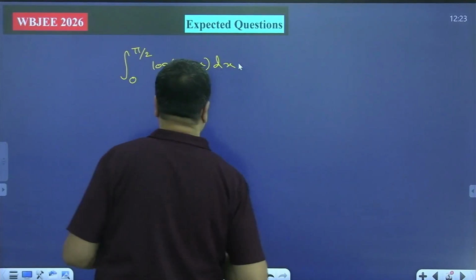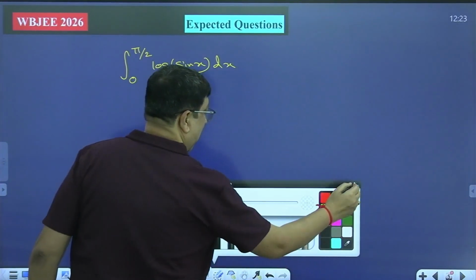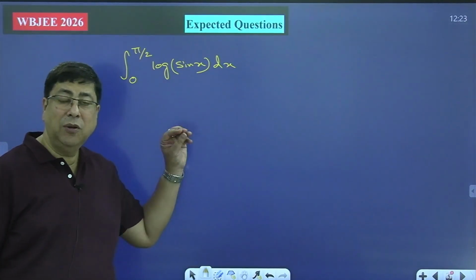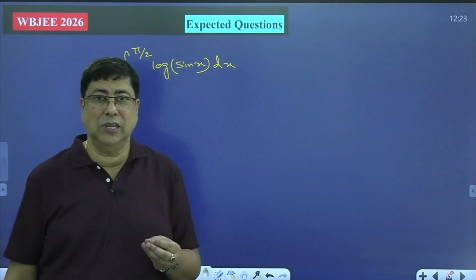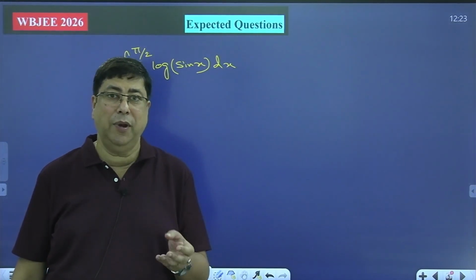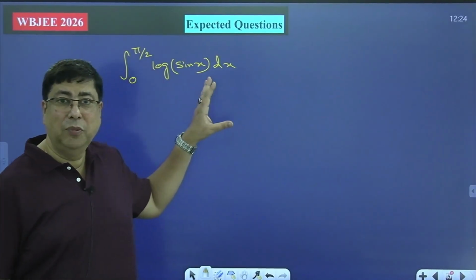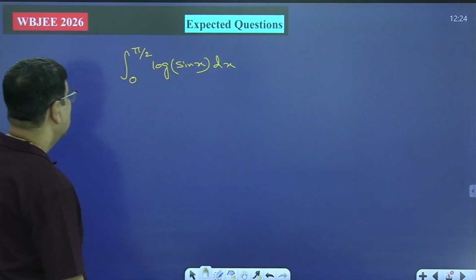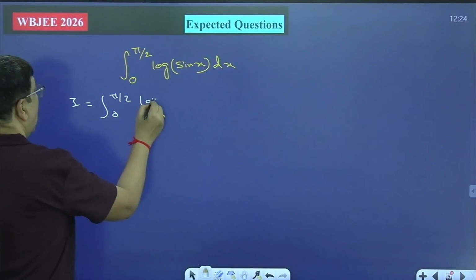So in this case, the question is integral 0 to pi by 2 log of sin x. All the 5 properties, including king property and queen property, because in WBJEE so many properties are not needed like in the JEE Main examination, but king and queen properties are very important for WBJEE. This is a sum where just 4 to 5 properties are associated. So let's start solving. First of all, let I equal to integral 0 to pi by 2 log of sin x dx.